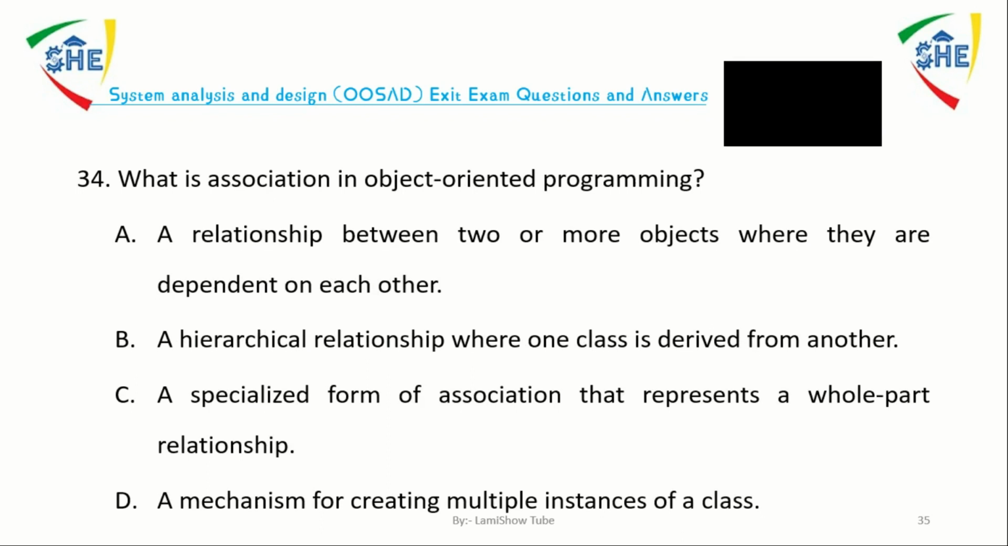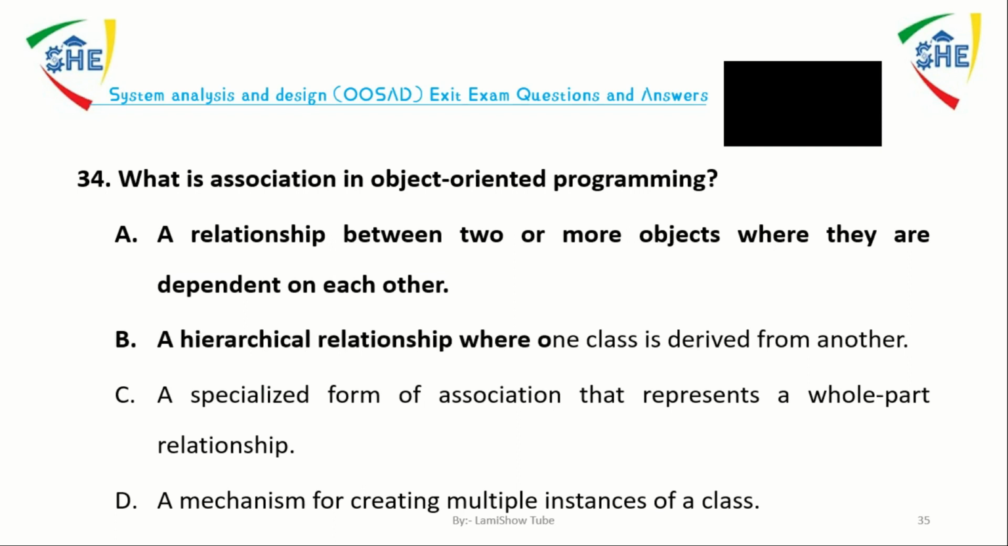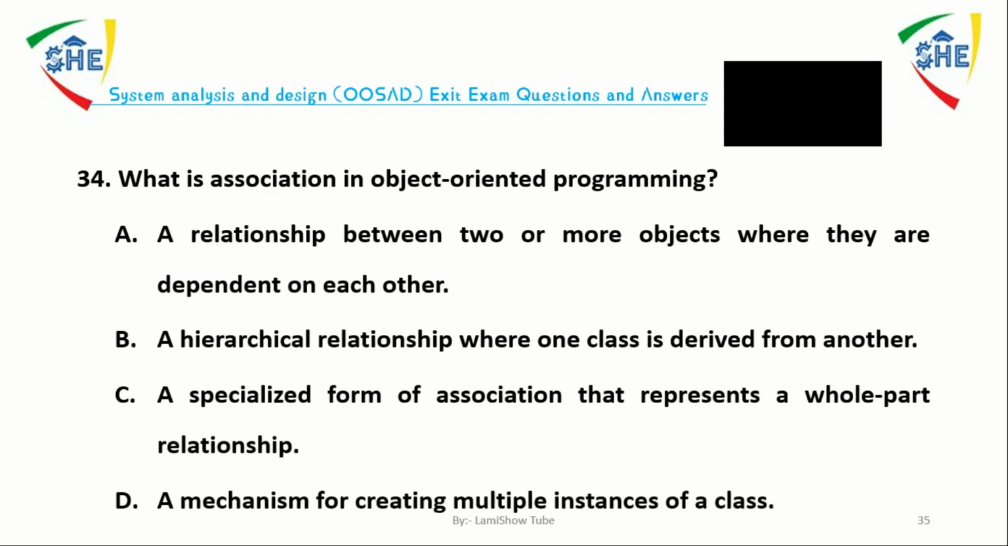Question number 34. What is association in object-oriented programming? A. A relationship between two or more objects where they are dependent on each other. B. A hierarchical relationship where one class is derived from another class. C. A specialized form of association that represents whole part relationship. D. A mechanism for creating multiple instances of classes.